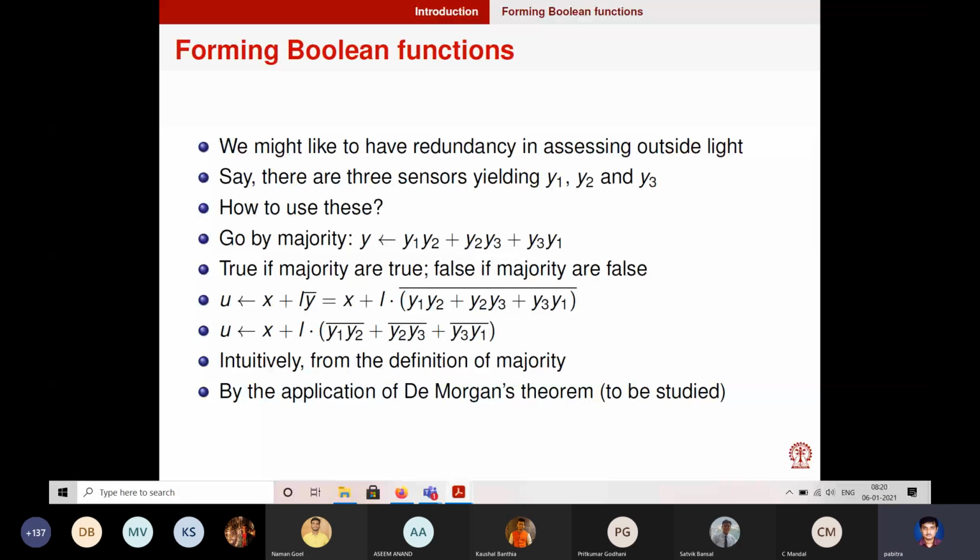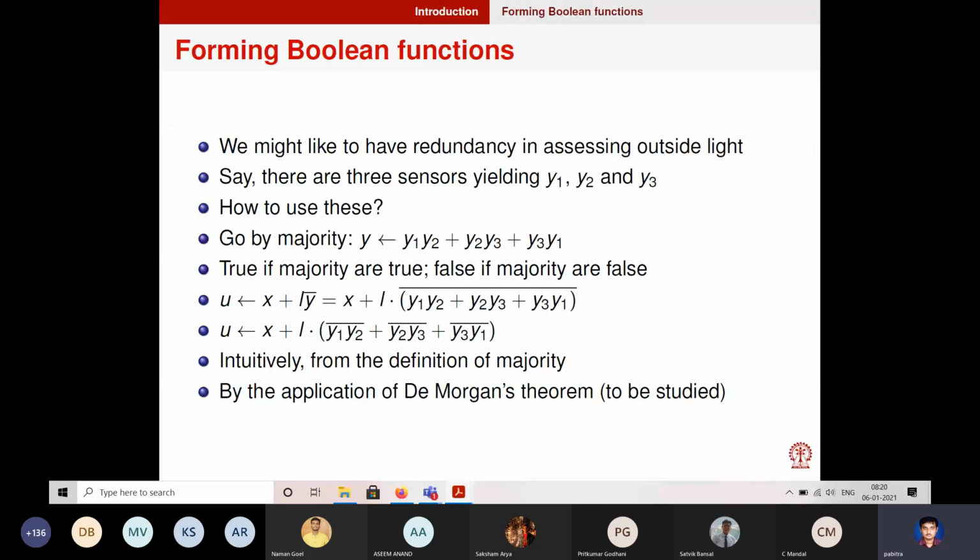So now if we want to go back to our original U, which was earlier, let's go by this expression x plus L times y bar, which is when the light should turn on, the bulb should turn on. You replace y bar, because now y is not so easy to get. You have to get it by the majority of 3 values, y1, y2, y3. Y bar is the complement of this entire thing, y1 y2 plus y2 y3 plus y3 y1.